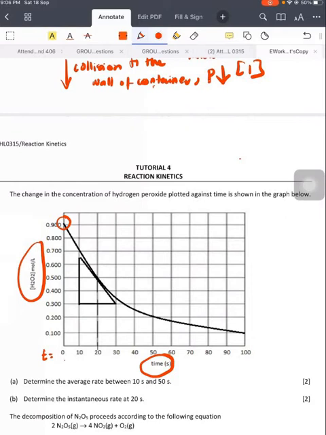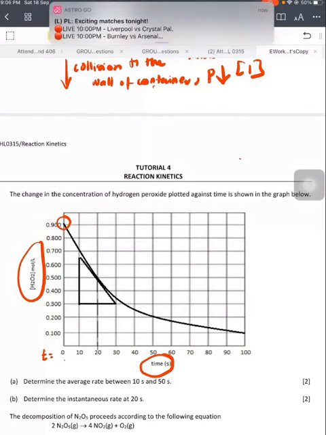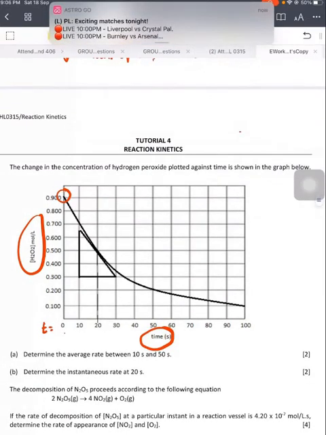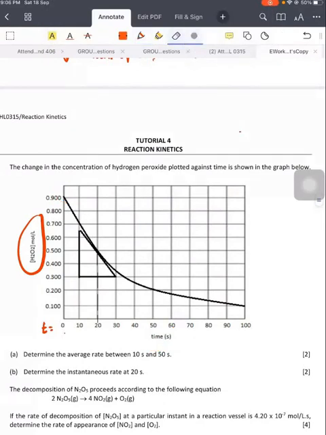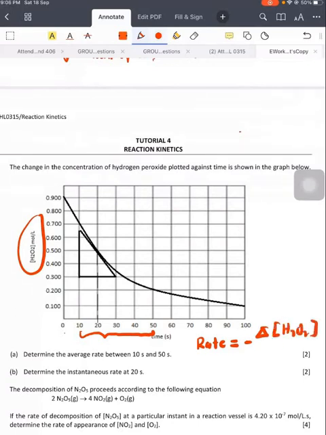Okay. So soalan dia kata determine the average rate between 10 second and 15 second. So maknanya kita nak antara 10 to 15 second. So this is our time interval. Okay. And bila ada time interval macam ni, so betul lah, we are looking for average rate, right? So korang cuba. Daripada tadi, contoh tadi, cuba kita buat. Korang cuba buat sendiri. Rate is equals to negative delta H2O2 bahagi dengan delta T.